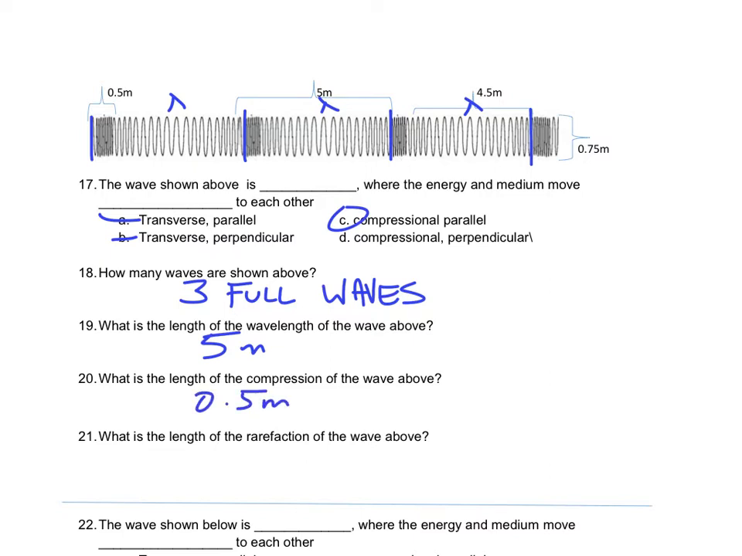Number 21, what is the length of the rarefaction? That's the least dense areas of my wave. That's this little section right here, labeled 4.5. And if I add up the length of my rarefaction plus the length of my compression, 4.5 plus 0.5 gives me 5, the length of one full wave.